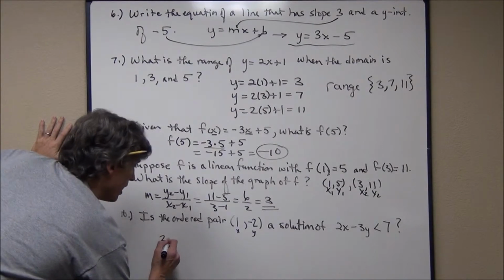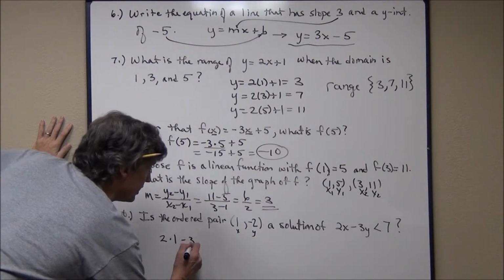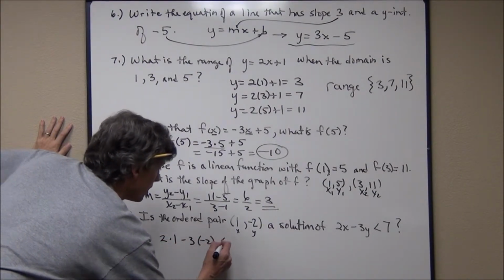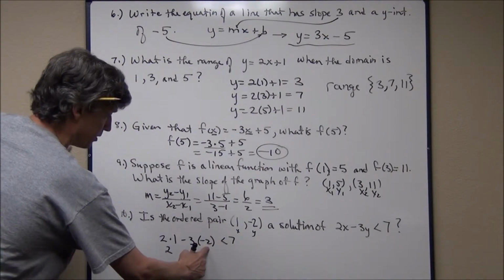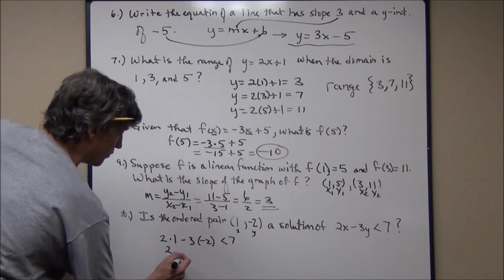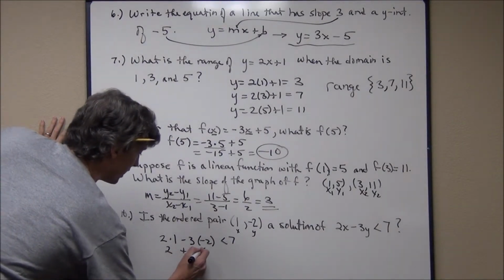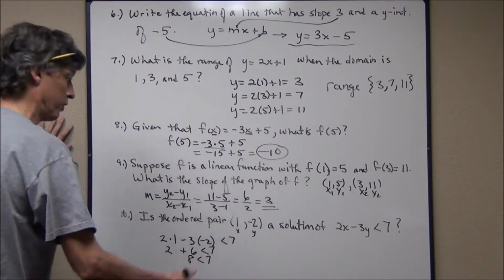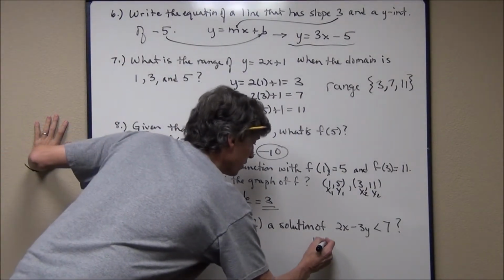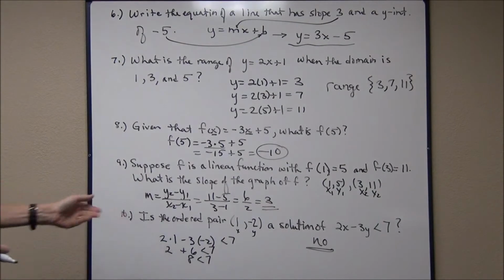I get 2 times 1 minus 3 times -2 less than 7. So this is 2. Now you have minus 3 times -2. It's like a -3 times a -2 is a positive or plus 6. So that gives me 8 is less than 7, which of course is false. So the answer to this problem would be no. If I had a true statement, then my answer would have been yes.